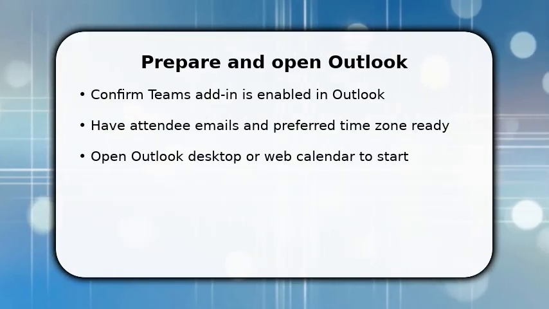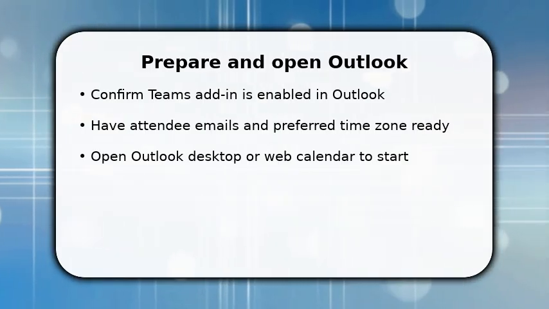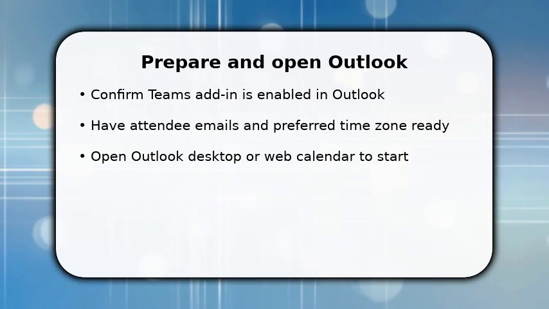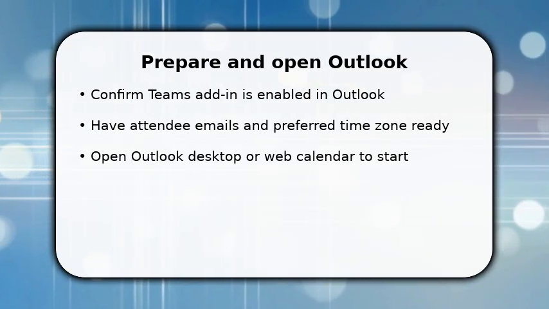You'll start by ensuring the Teams add-in is enabled. This lets Outlook insert a Teams link automatically. Once done, open your calendar view in the Outlook app or web. You should already have attendee emails and the correct time zone selected.